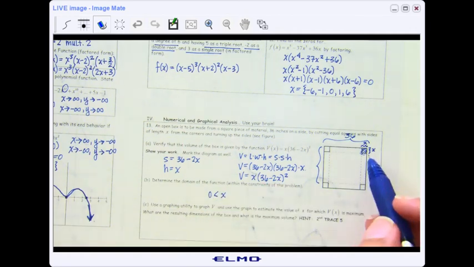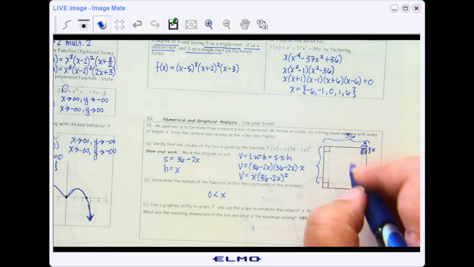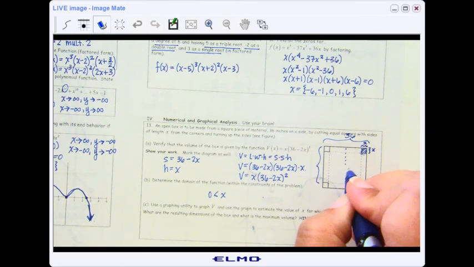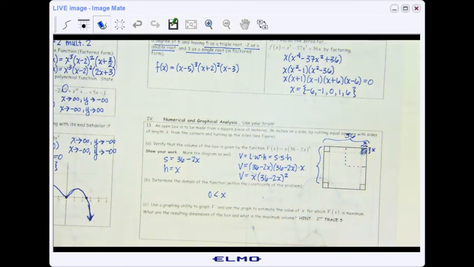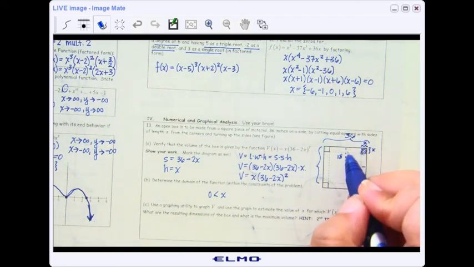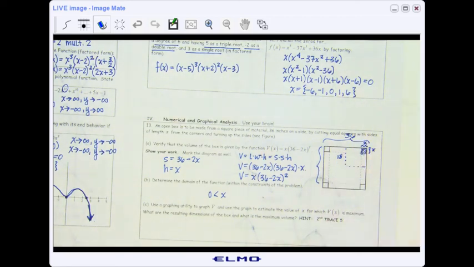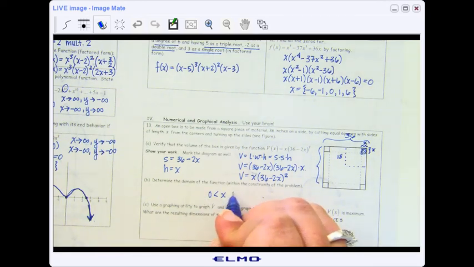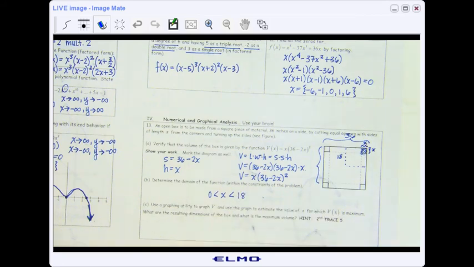But then we also have to take it in context of, well, how big of a square could I possibly cut and still have a box? Well, in this case, if I actually cut a square of 18 inches on each side, well, that's going to completely cut the square into 4 pieces, and I won't have anything to fold up. So 0 has to be less than x, but x also has to be less than 18.